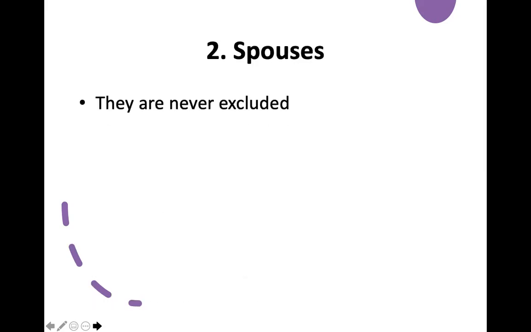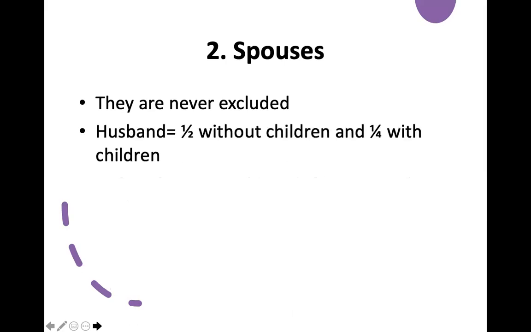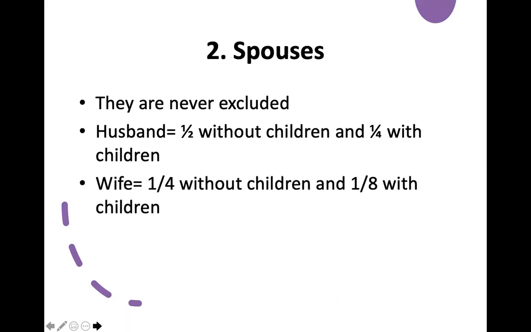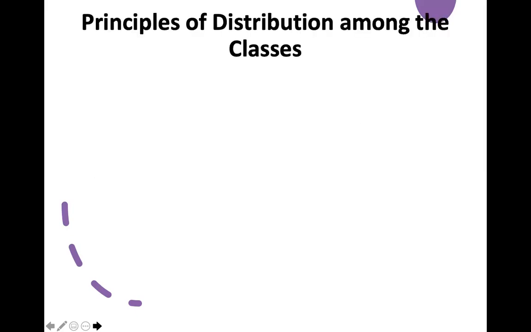Spouse, they are never excluded, just like Sunni law. So a spouse is never excluded from inheriting. Husband gets 1/2 when there are no children, and 1/4 when there are children. Wife gets 1/4 when there are no children, and 1/8 when there are children.